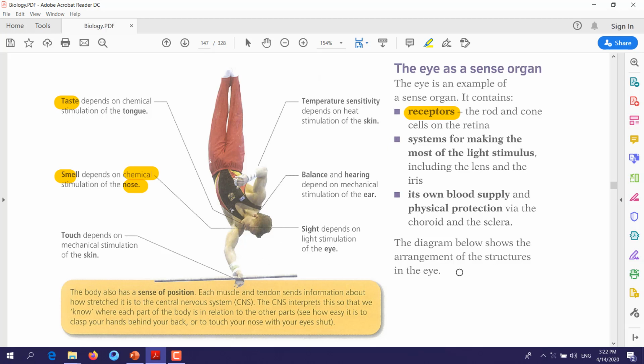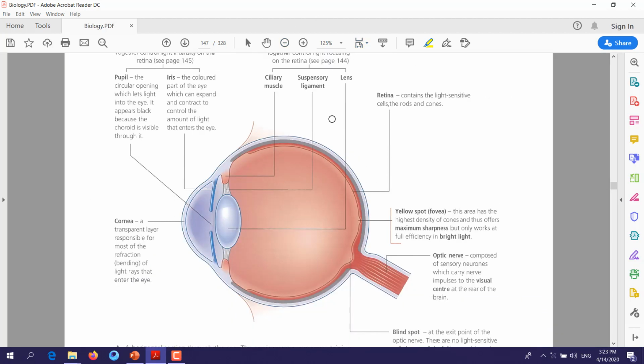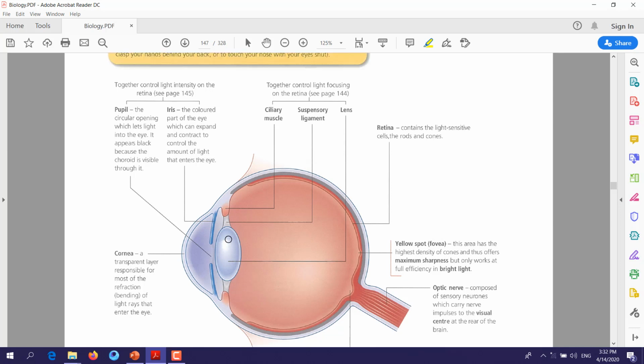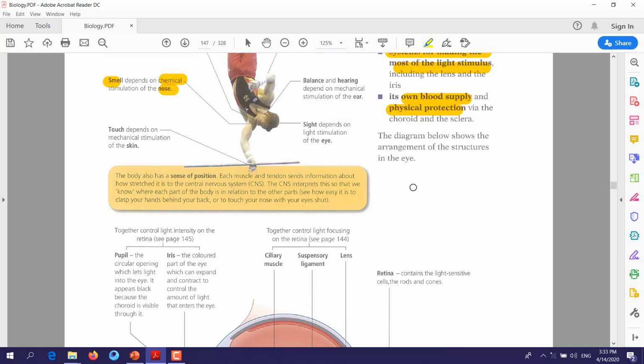So the diagram below shows the arrangement of the structures in the eye. Here we will explain all the parts of the eye and how it works when it detects any change in the environment. So here we have the eye structure. As we mentioned, the eye as a sense organ has receptors, systems for making the most of the light stimulus, and also blood supply and physical protection. We will see each one and what the parts of it are.